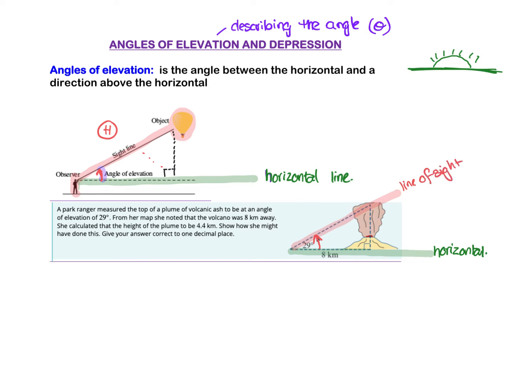From her map, she noted that the volcano was 8 kilometres away. So they're saying here, along there. And she calculated the height of the plume to be 4.4. I think what they're saying there is this side is 4.4 kilometres. Show how she might have done this. Give your answer correct to one decimal place. So here the question is sort of asking to check that she's correct.